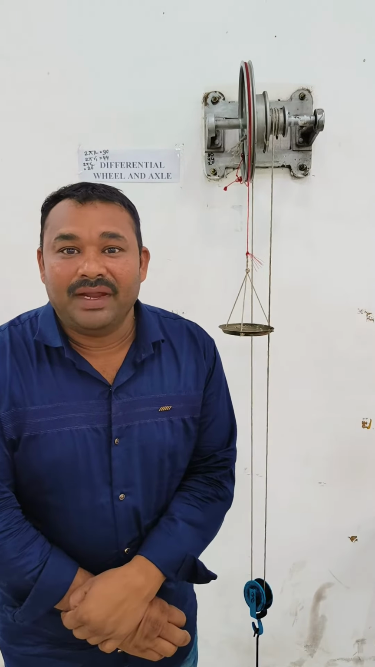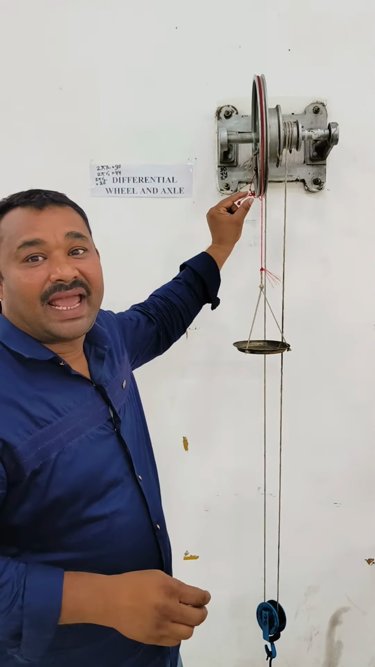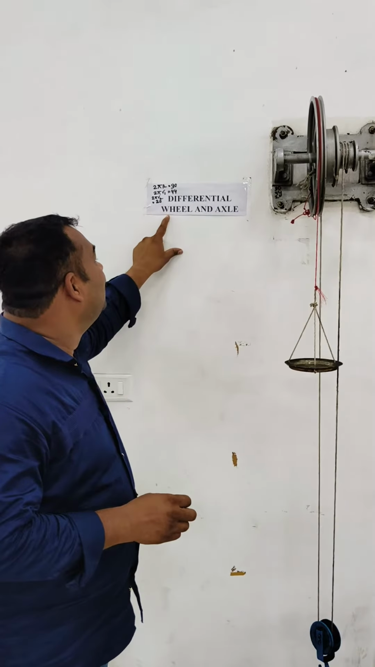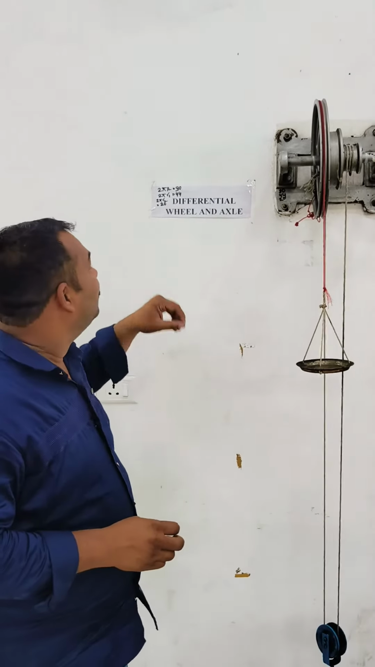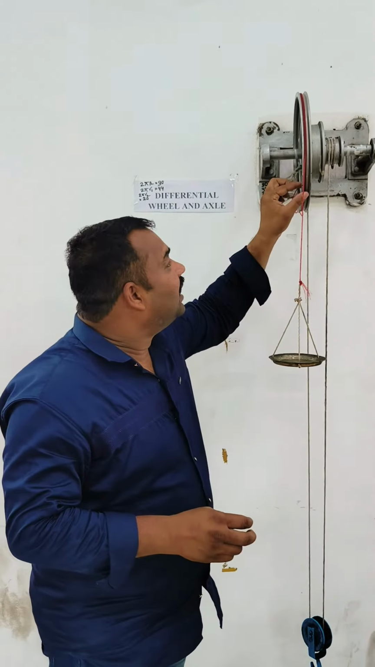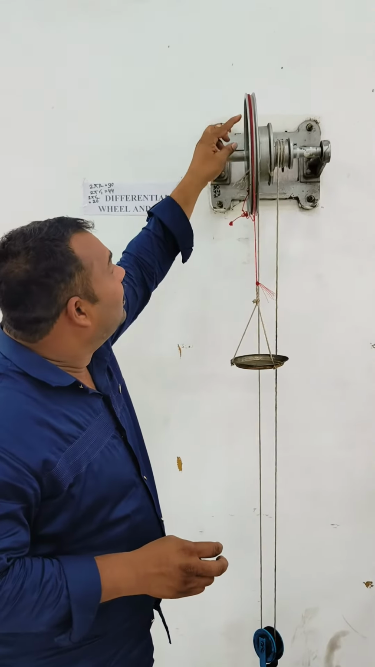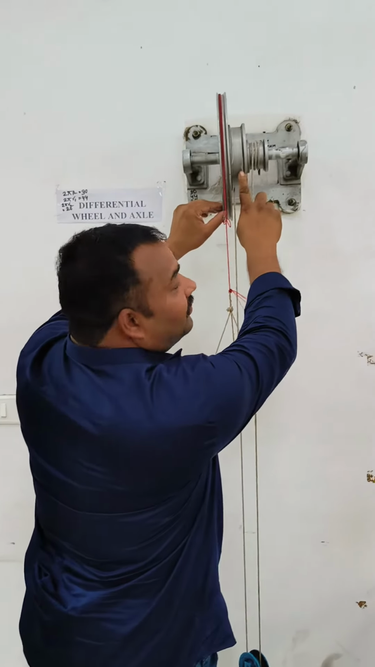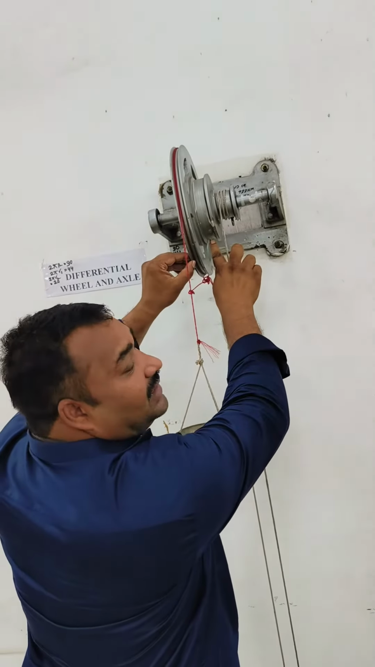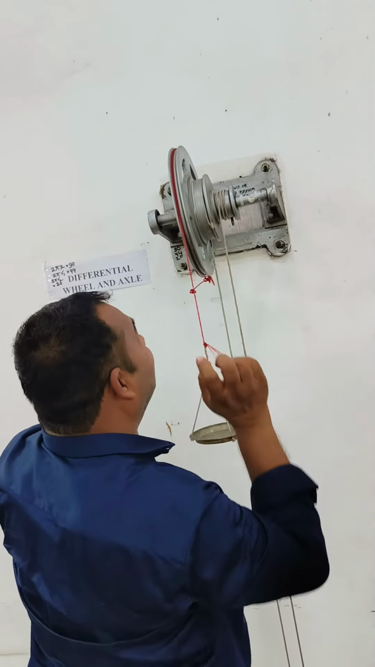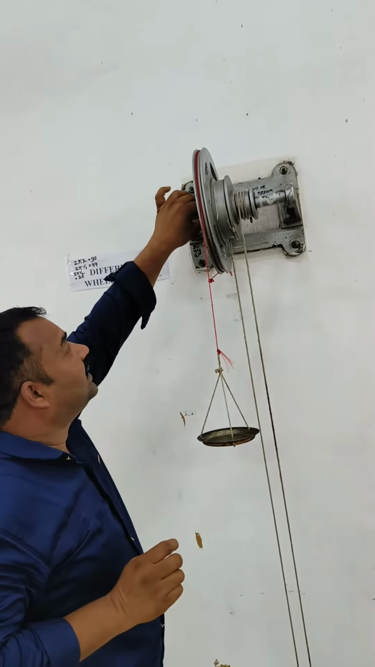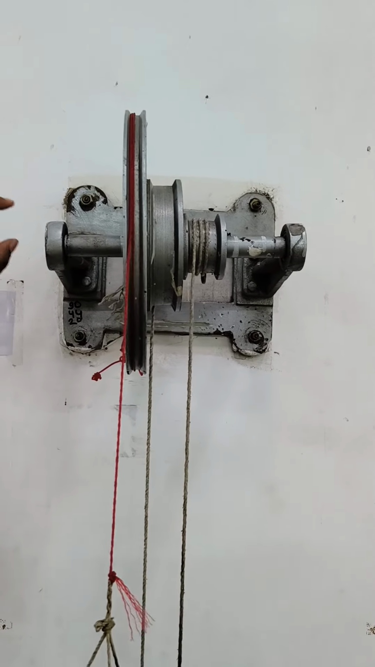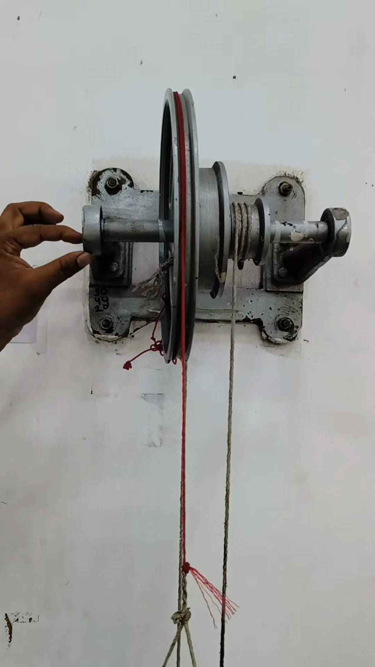Dear all, I am here to detail about this experiment. The name of the experiment is differential wheel and axle. So this is the wheel, you can see here, and there are two axles. This is the larger one and this is the smaller one. And it is connected with the rod that is known as the shaft. And the shaft is connected with the bearing.